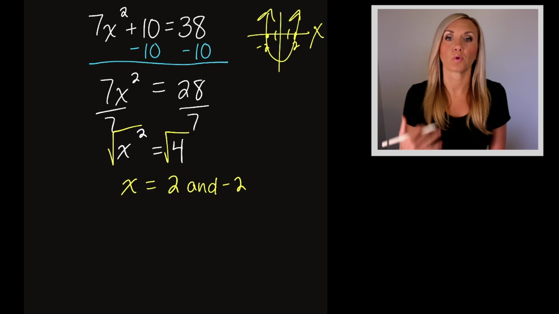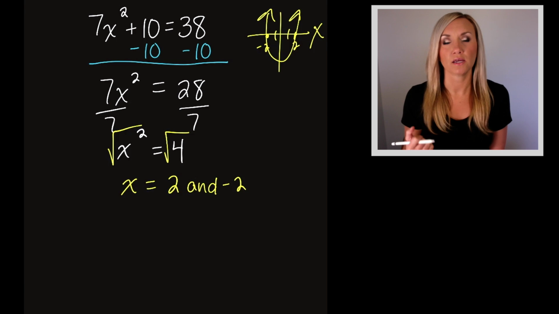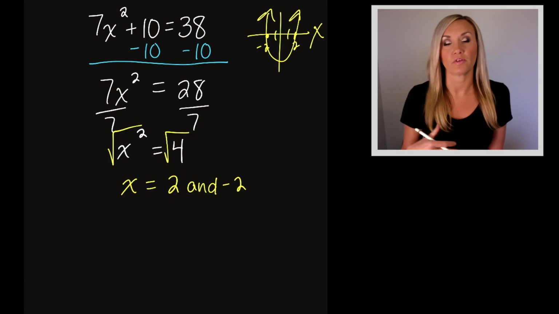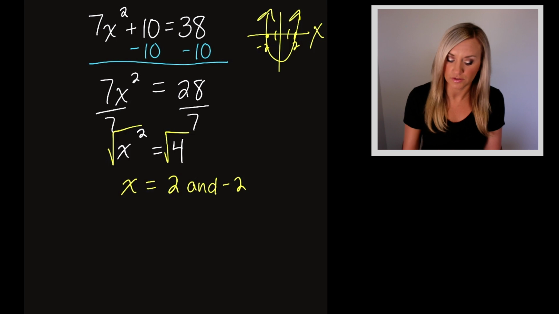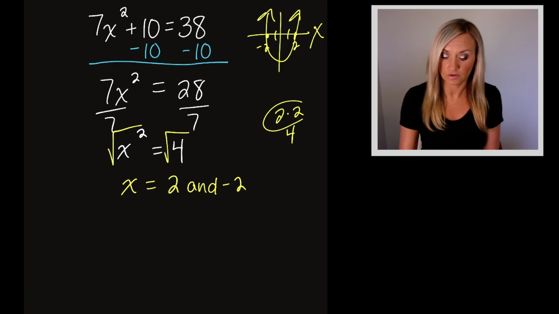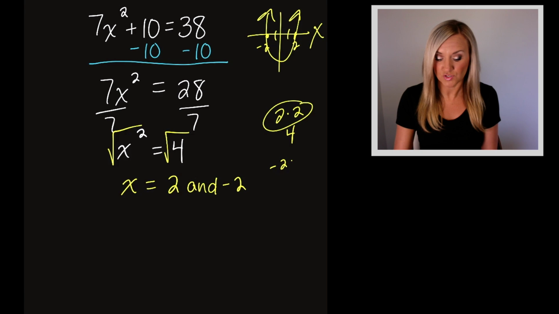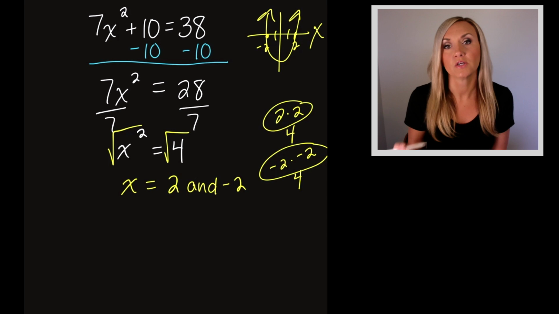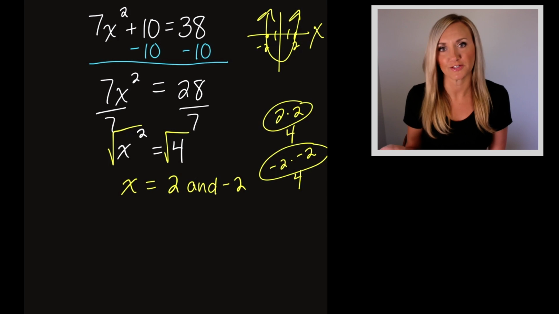It's really important to know that when you take the square root of a number, there are 2 possible values, because 2 times 2 gives us 4, and negative 2 times negative 2 also gives us a positive 4. That's why there are 2 possible answers.